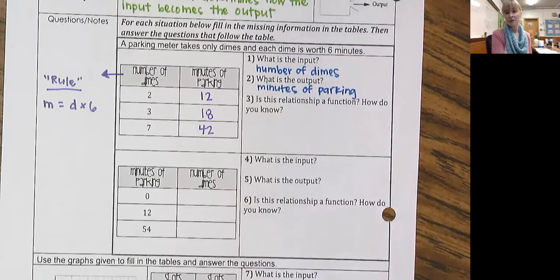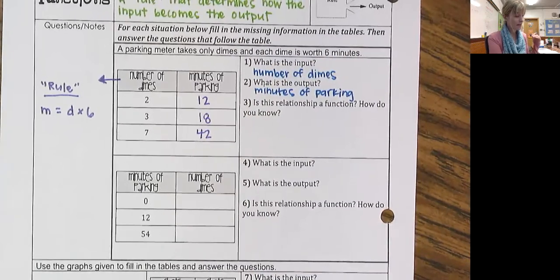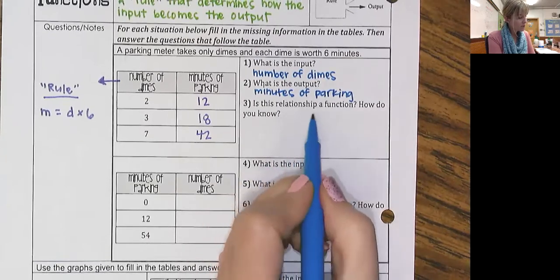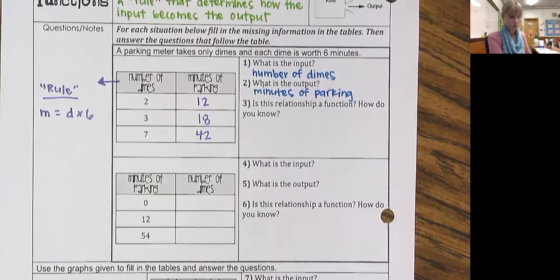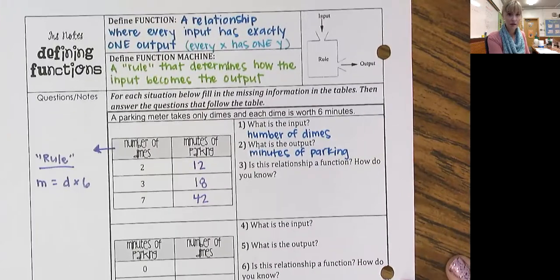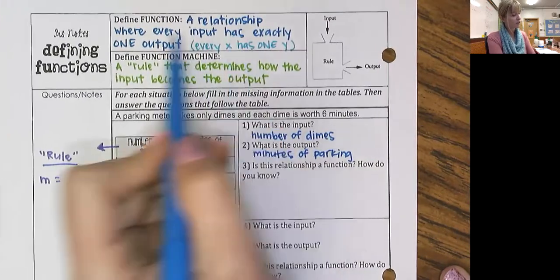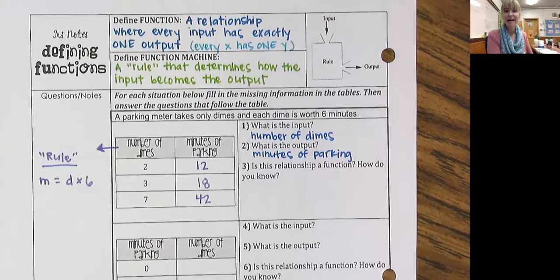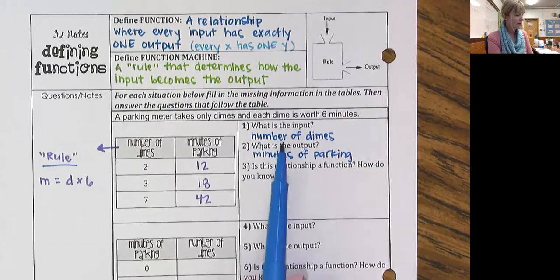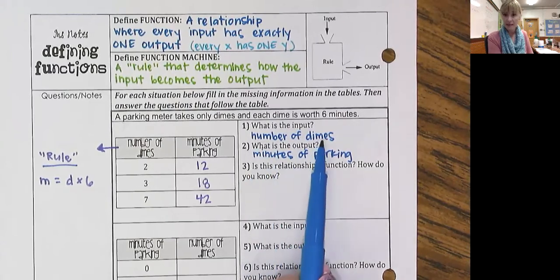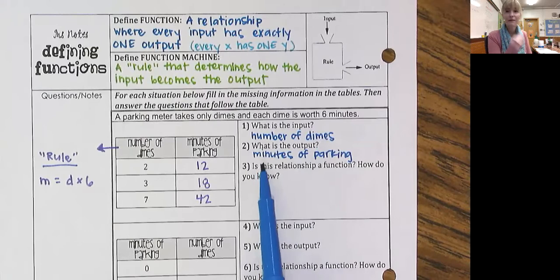And here's the million-dollar question here that you're going to be asked a lot in the next little while. Is this relationship a function? How do you know? Well, let's go back to our definition. Our definition says a relationship where every input has exactly one output. So here's what this question is really asking you. Does every number of dimes have exactly one value for the number of minutes?